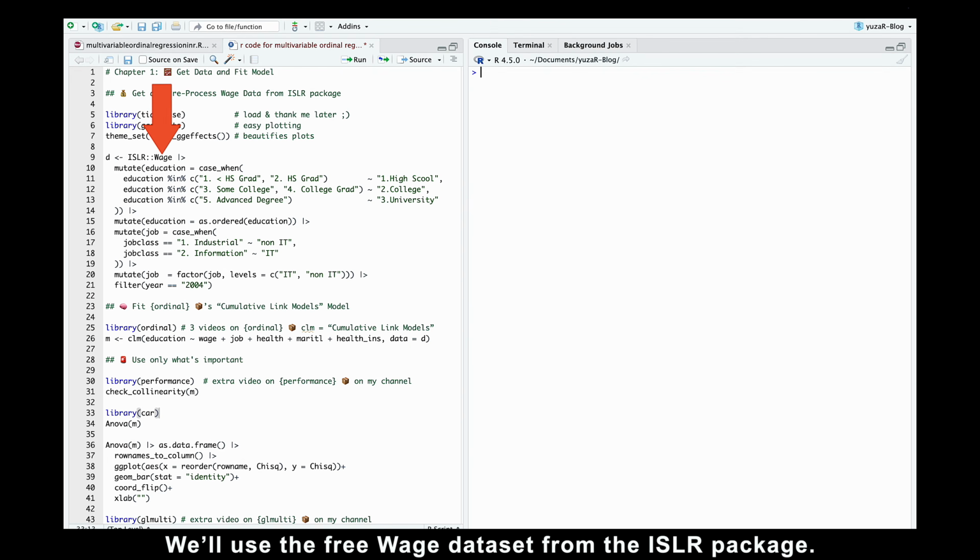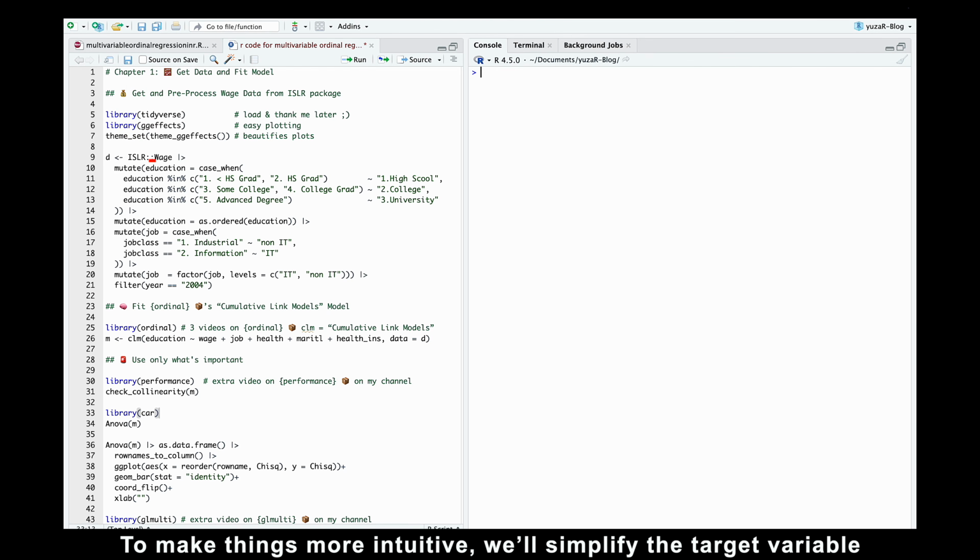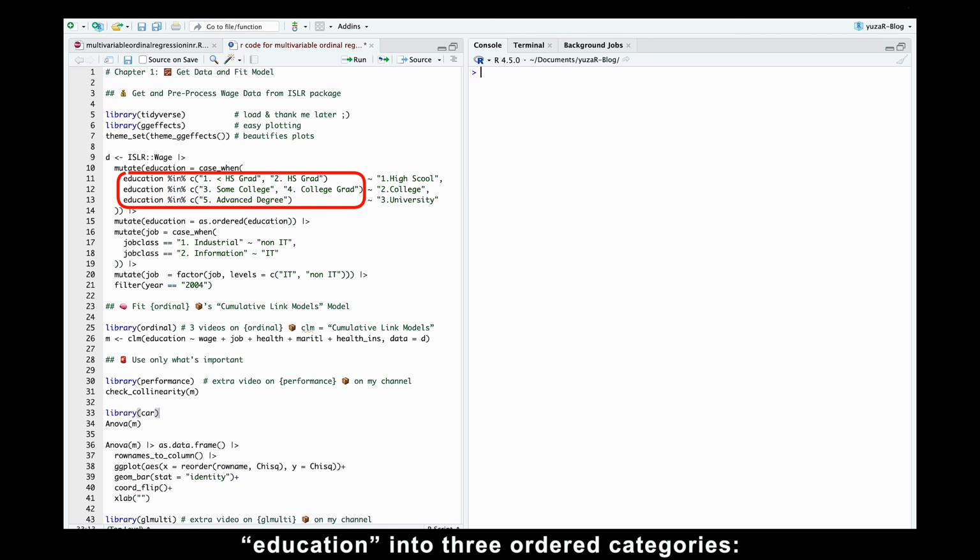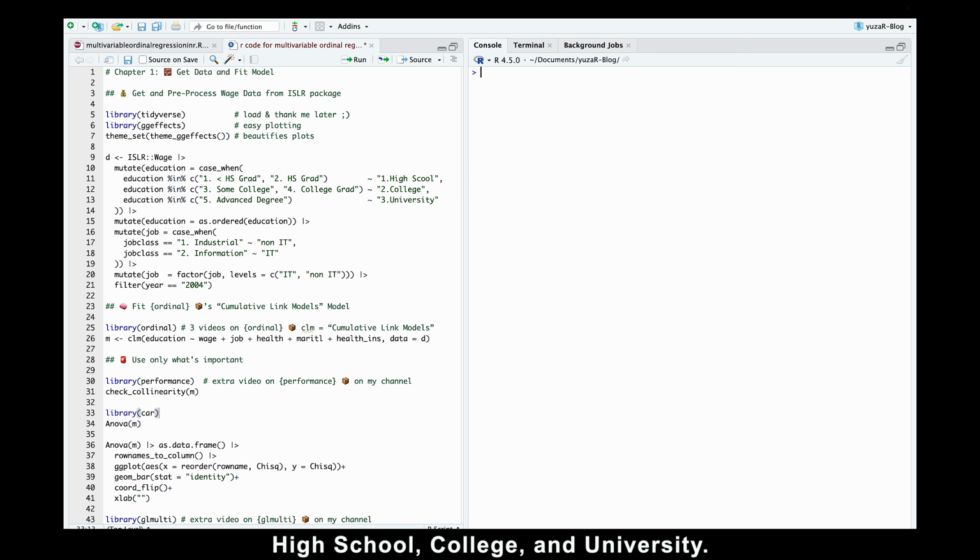We'll use the free wage dataset from the ISLR package. To make things more intuitive, we'll simplify the target variable education into 3 ordered categories: high school, college, and university. We'll also clean up the job class predictor, renaming it to IT versus not IT, and focus on a single year to streamline our analysis.